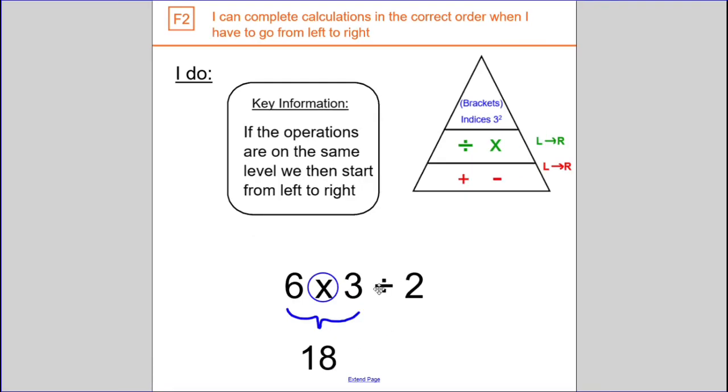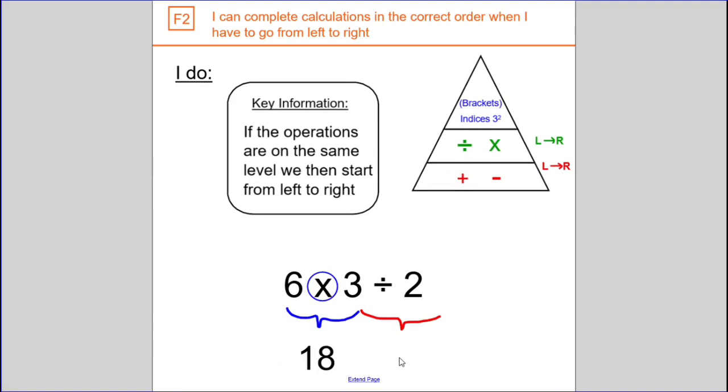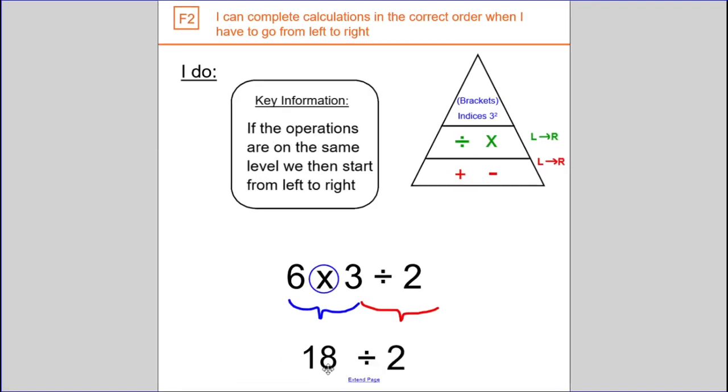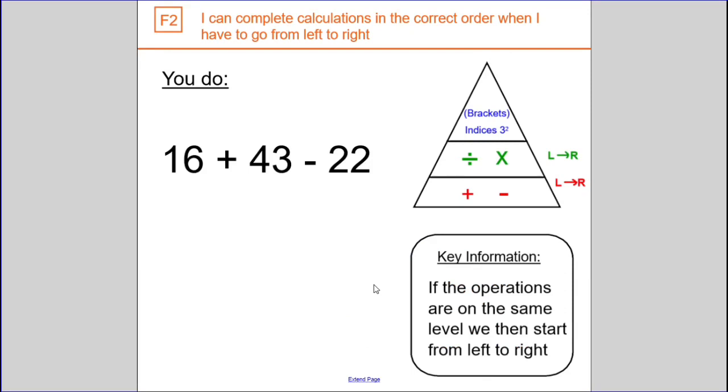Then we need to bring down the rest of what we've got above. So the division and the 2 need to come down below. Then we've got 18 divided by 2. We can simply solve that and that will give us 9. Here's a question for you to try. Pause the video here.